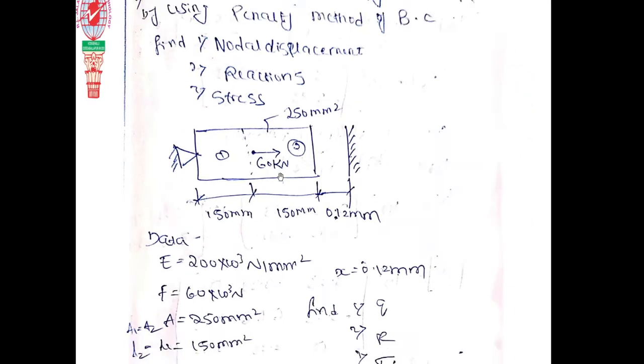Now, the same gap problem we did in the elimination method, we are going to solve using this penalty approach. Let me take up this problem now. Write down the data first. So again we are going to divide into two sections here.